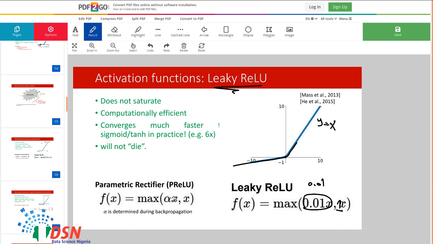So actually it is a hyperparameter that you could change and adjust, and maybe with cross-validation you want to optimize this alpha. In parametric form we call it PReLU, but technically they are the same thing, just this is a parameter for the activation function. Okay, and the good thing about this is it will not die when we have negative input.